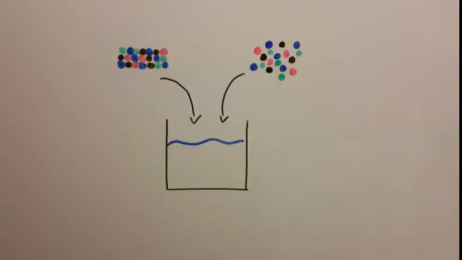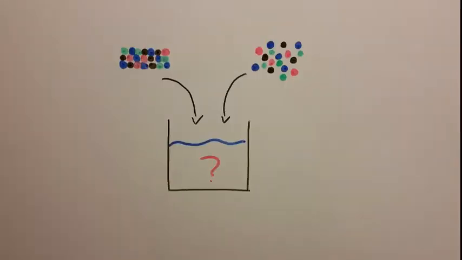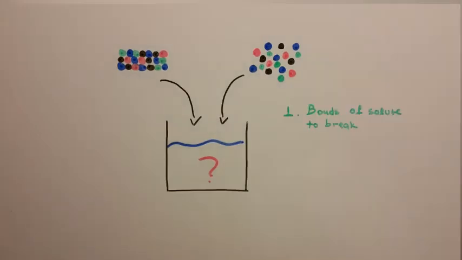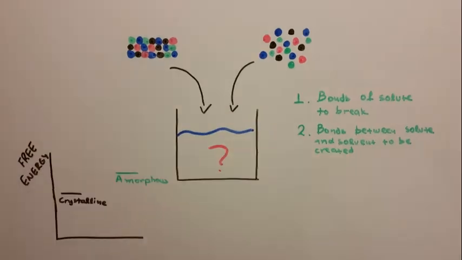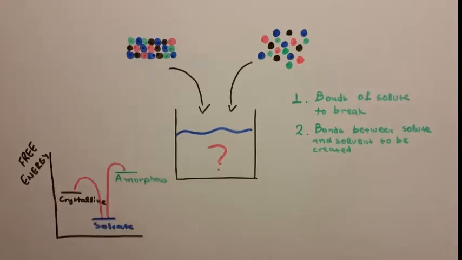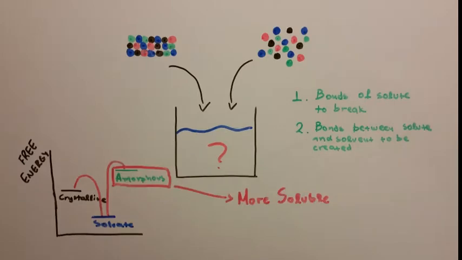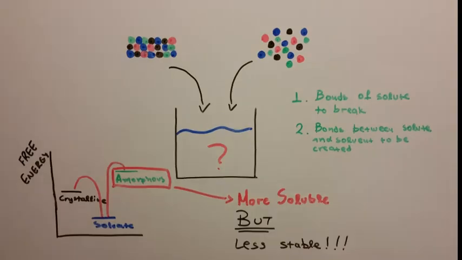But what happens when we try to dissolve these two forms? In order for a solution to be formed, two things are typically needed. One, for the bonds between the solute molecules to break, and two, bonds between the solvent and solute molecules to be created. So the fact that amorphous materials lack this crystal lattice structure means, one, that it is in a higher free energy state than the crystalline structure, and two, that it needs less energy for its structure to break. This means that essentially the amorphous state is more soluble than the crystalline state of the same compound, but as we discussed, it is still less stable.